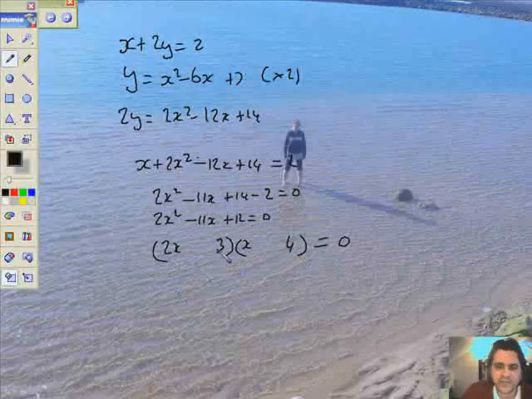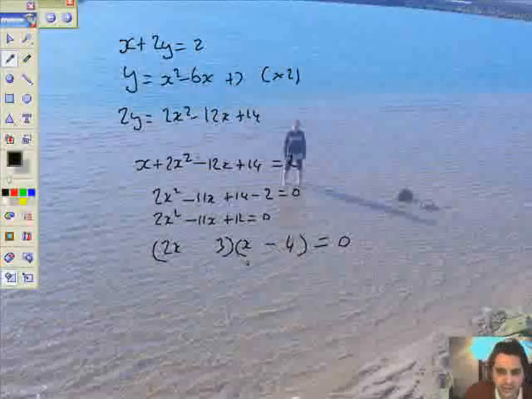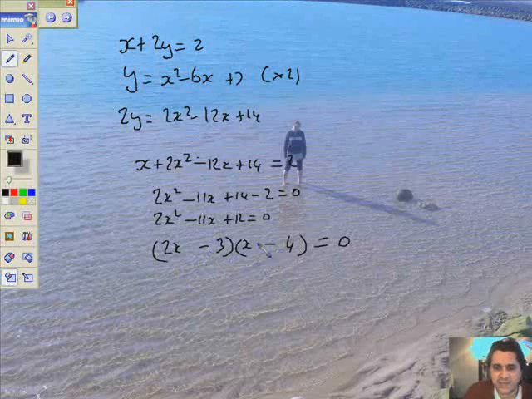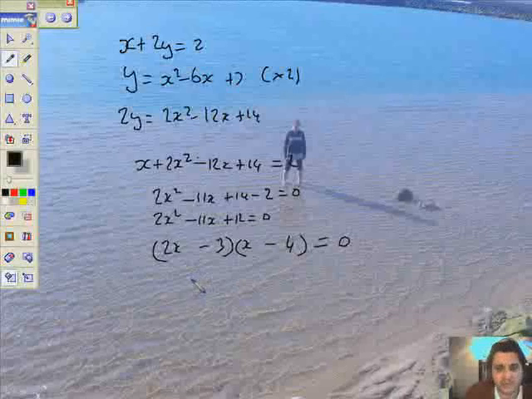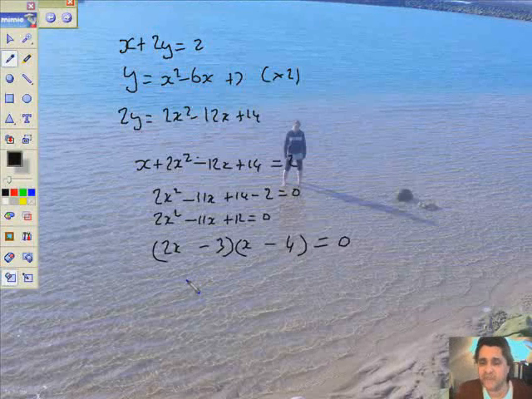2 times 4 is 8. 3 times 1 is 3. 8 and 3 is 11. Very happy. Both got to be negative to make minus 11x. Minus 3 times minus 4 is plus 12. So I knew you got caught out, but that's what happens in exams. You have to try it, think again, review it, change it.